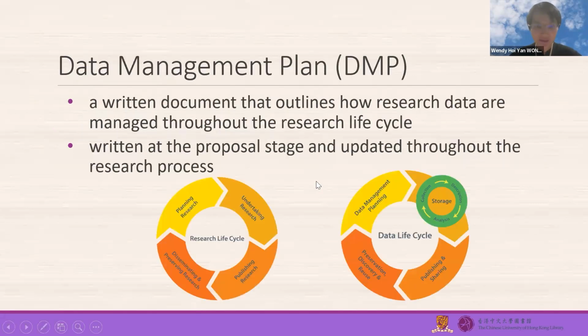What is a data management plan? A data management plan is a written document that outlines how you will manage your data throughout the research life cycle. It is usually written at the proposal stage and updated throughout the research process. So you can see on the left-hand side, you plan your research in the research life cycle, and then undertake it, publish your research outputs, and disseminate and preserve your research.